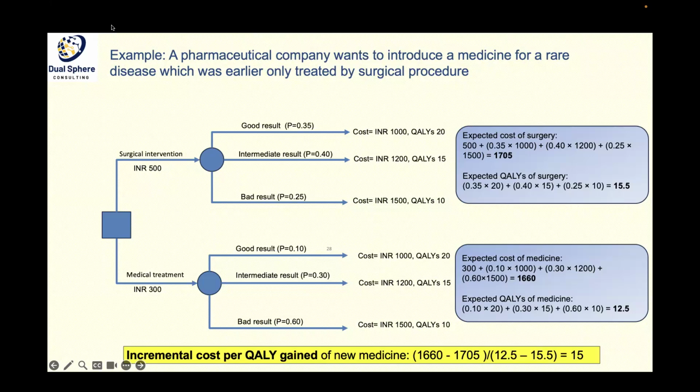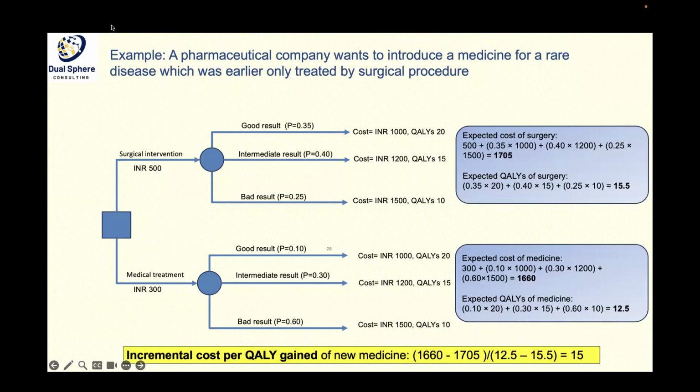Okay, so for India, question, anybody, what is the GDP of India? GDP per capita, Indian GDP per capita. Okay, you can Google it. You can tell me that in the next session.